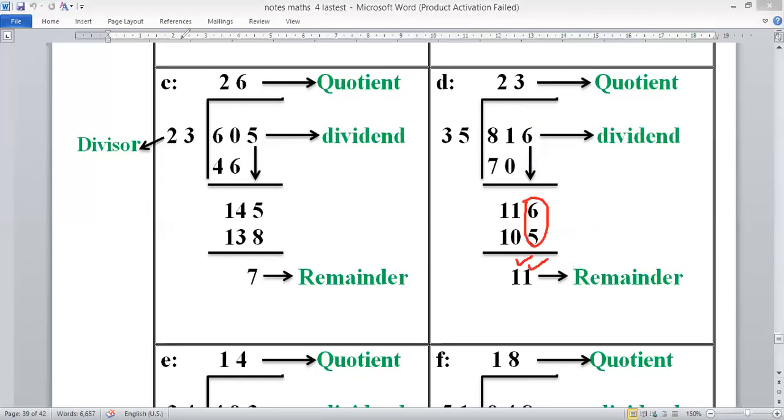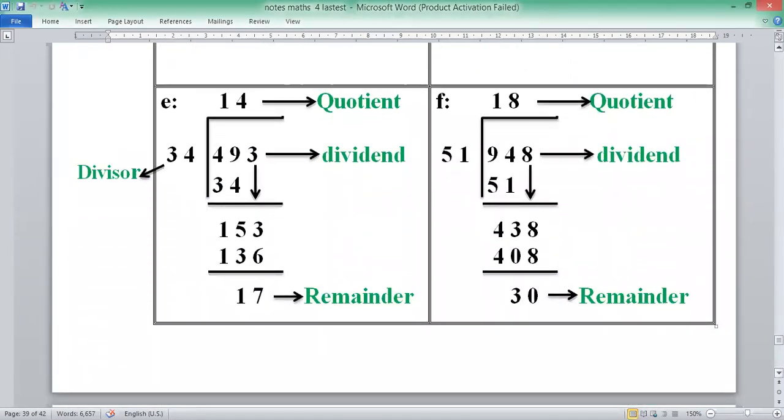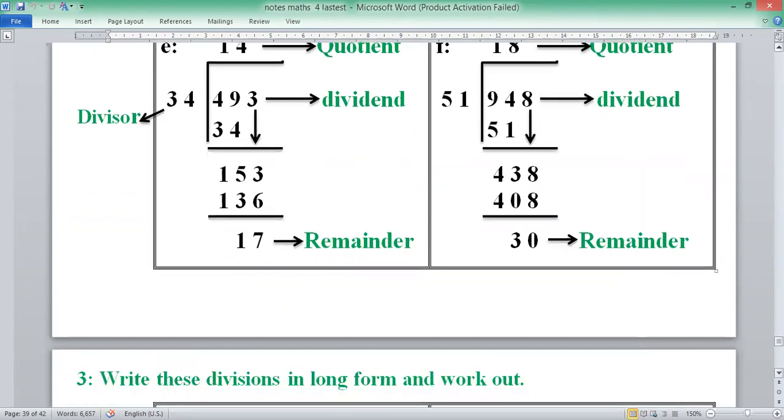So in this way, you can solve remaining parts. I am just going to show you part E and part F. The solution of part E and F is in front of you. You can copy these sums in your notebook and can solve by yourself. I'm going to explain the next question.